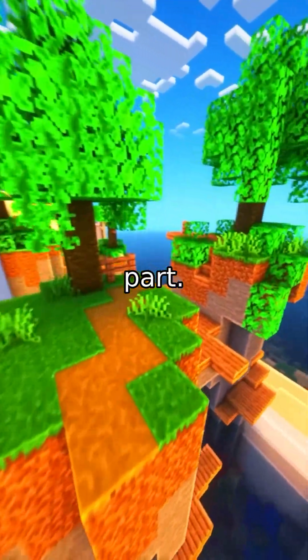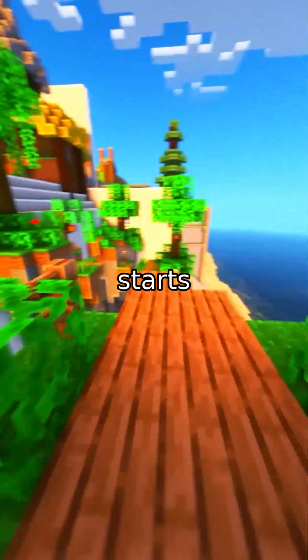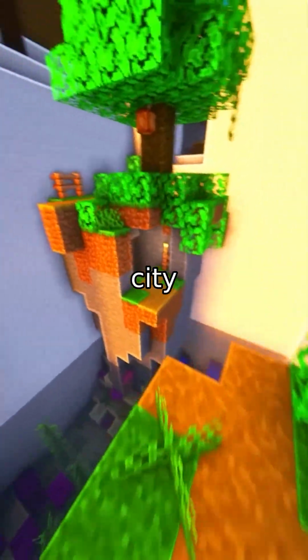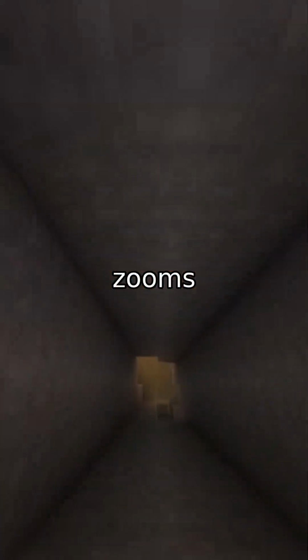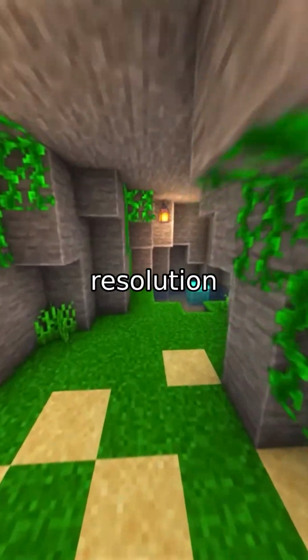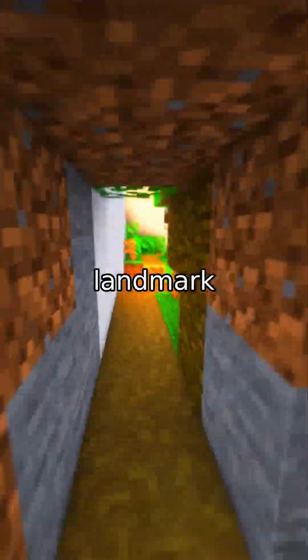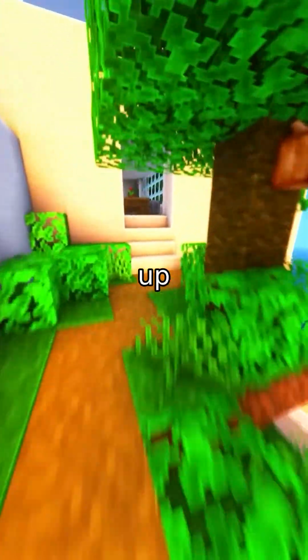But here's the clever part: it doesn't do this all at once. It starts with a coarse search, scanning the floor plan to narrow down potential areas, like finding the right city block on a map. Then it zooms in with fine-grained analysis, using higher resolution data to pinpoint your exact location. It's the difference between spotting a landmark from a distance and reading a street sign up close.